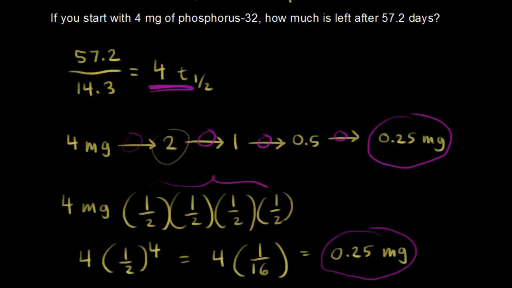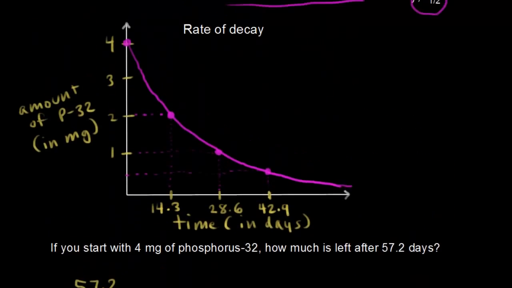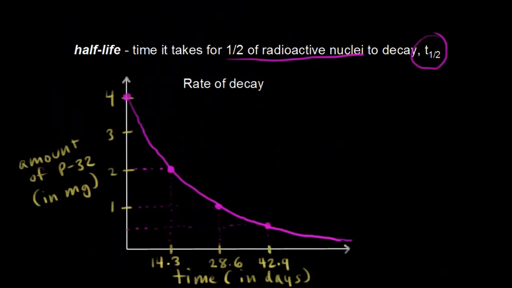You could also get this on the graph if you had a decent graph. So after 4 half-lives, you would be over here somewhere, and so you could just find where that is. Let me use red. So you could find where that is on your graph, and then go over to here. So that's approximately right here, and then read that off your graph, and that looks like about 0.25 milligrams as well. So we'll talk more about graphing in the next video.